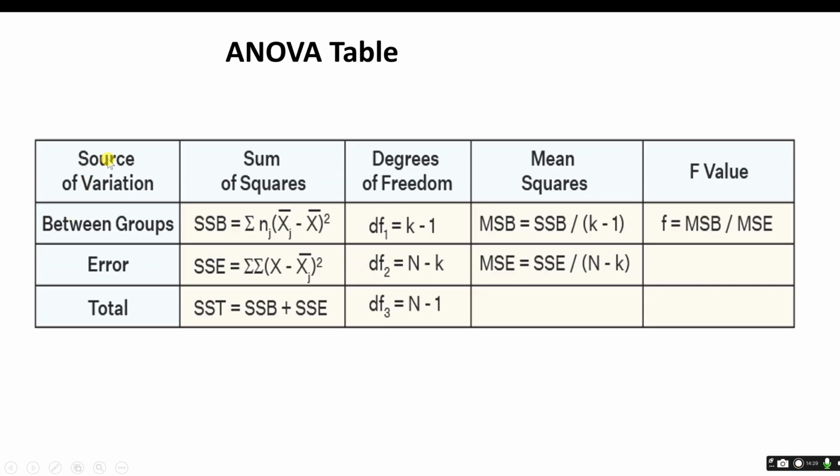And this is the ANOVA table. It has the source of variation, that is between groups, within groups, error and total, sum of squares, degrees of freedom, mean sum of square and the F values. The sum of square is calculated by squared deviation, just like a variance, the squared deviation of the mean from each value. Degrees of freedom is calculated as number of variables minus 1. The mean sum of square is calculated by sum of square divided by degrees of freedom, and the F value is calculated by between group mean sum of square divided by error mean sum of square.